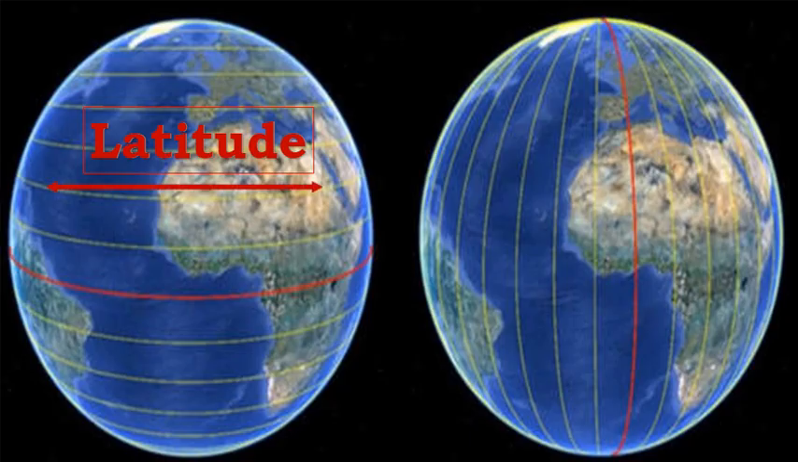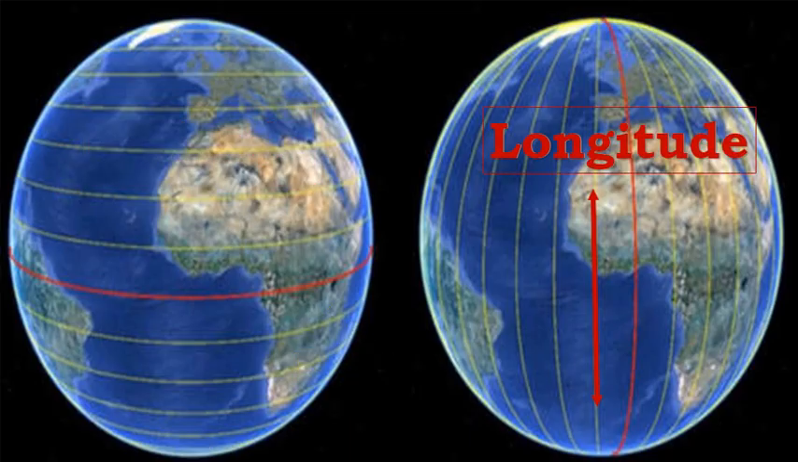Latitude lines run east to west and measure north to south. The measurements start at the equator, which is the 0-degree mark, and count upwards to the north and downwards to the south. Longitude lines run north to south and measure east to west. The measurements start at the prime meridian, which is the 0-degree mark. They then count upwards to the west at 1 degree and wrapping back to the prime meridian.